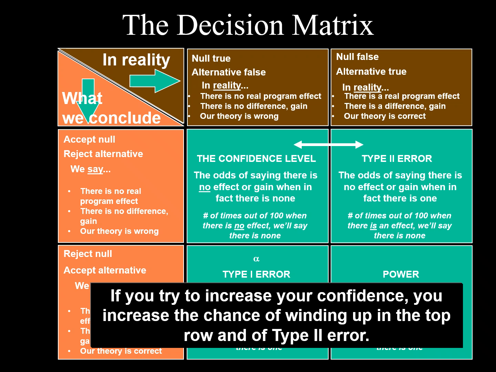Likewise, when we look at the type 2 error, if you try to increase your confidence, you'll increase the chance of winding up in the top arrow. In other words, the more confident we are that there isn't an effect, we may also be missing the fact that there's an effect. And this, again, is up to the researcher to balance, to communicate, and it's one of the reasons reading through the method sections of what was done gives us a lot of the information in a study to answer these questions.